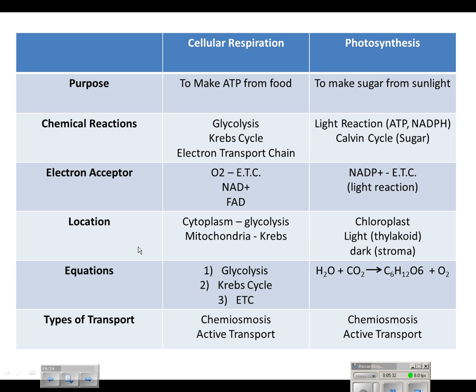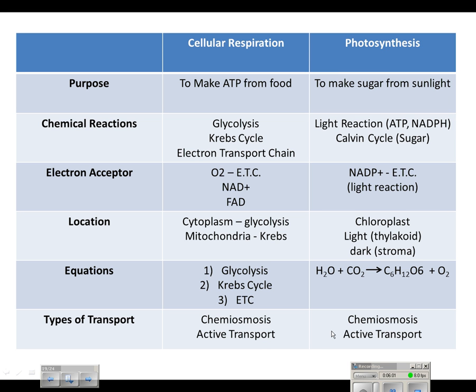Now, we know that cellular respiration happens in the cytoplasm with glycolysis, and the Krebs cycle happens actually in the mitochondria. And photosynthesis takes place in the chloroplast, and we divide that up. The light reactions happen in the thylakoid membranes, and the dark reactions happen in the stroma. We have equations in cellular respiration for glycolysis, the Krebs cycle, and the electron transport chain. And then we have our overall equation for photosynthesis with water and carbon dioxide yielding glucose and oxygen.